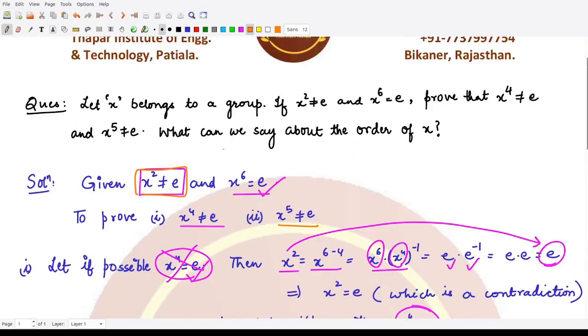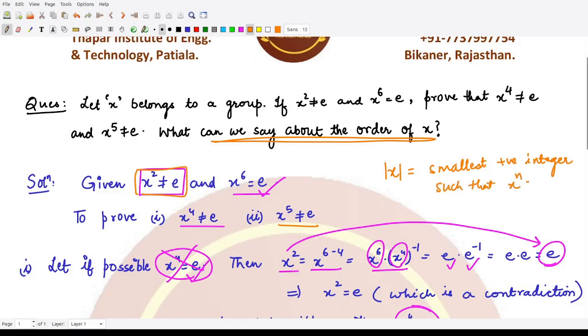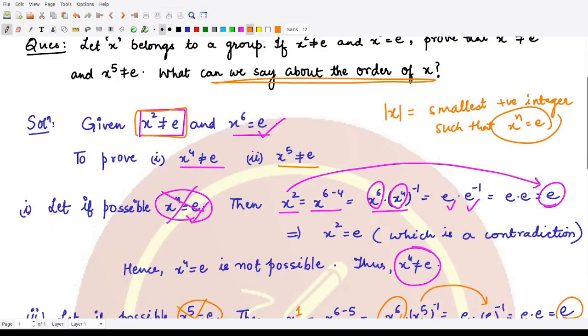Next, they are asking us what can we say about the order of x? If you remember, the order of x is the smallest positive integer such that when you take its power, it becomes identity, and for no other smaller integer than n, you would have it as identity.